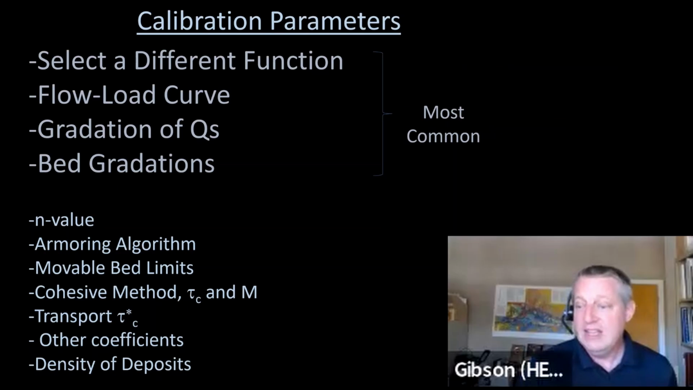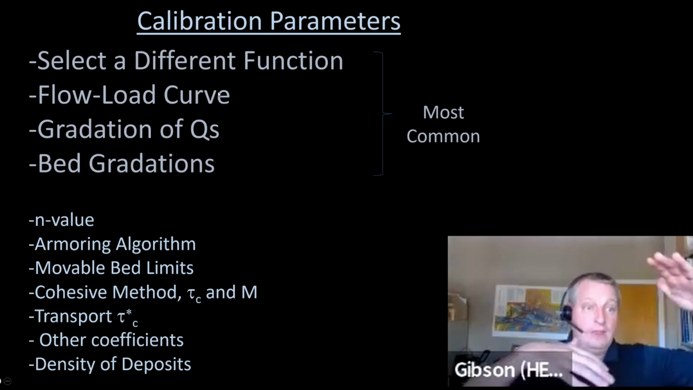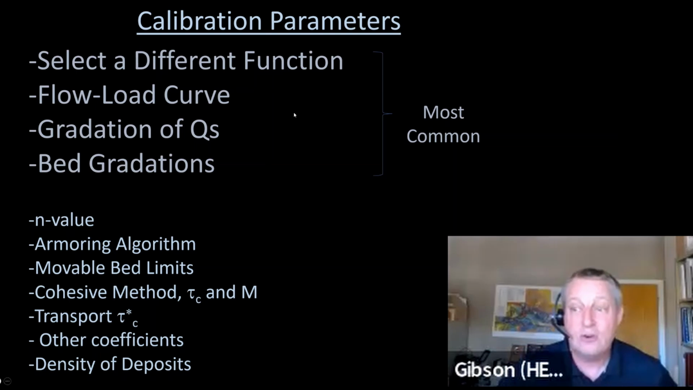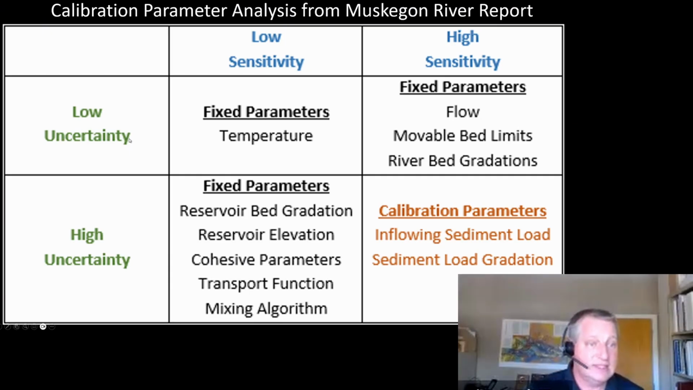And so these are the sorts of things that people change in RAS to calibrate it, but really it's these 4. Select a different transport function. Remember, you've already ruled out the ones that aren't appropriate. You're only dealing with 2 to 4 that are appropriate. That flow load curve, remember, that was a big scatter. Even though we did really good statistics to get a curve through that, that was a big scatter. Those gradations, or the bed gradations. And so every one of my reports has a 2x2 matrix like this, where I list all the data and parameters I chose for the model and the ones that I targeted as my calibration parameters.